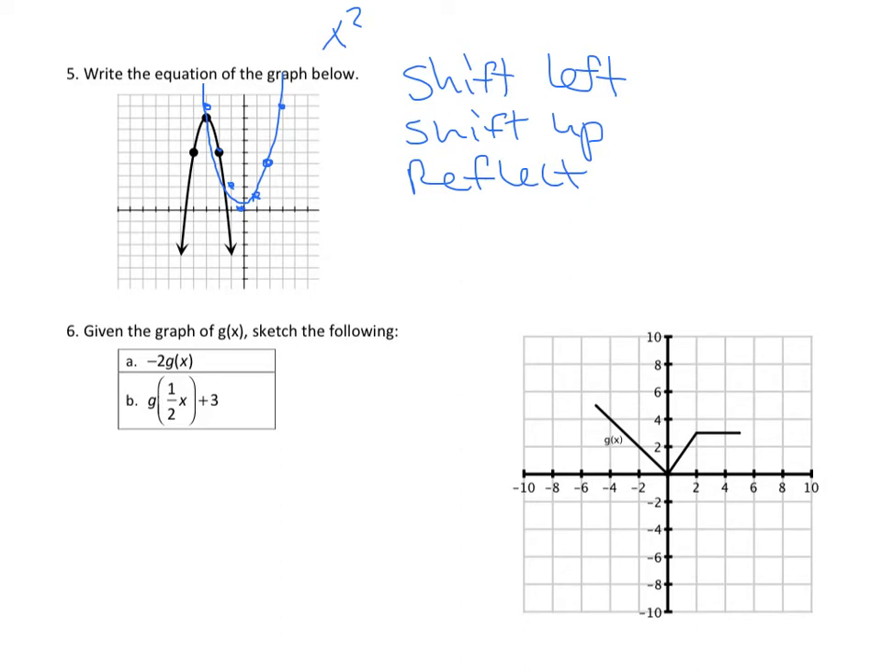So first let's think about our shift. From the origin it looks like it shifted 3 units to the left. So left 3. And then it went up 8. Then it reflected vertically, so it reflected over the x-axis.